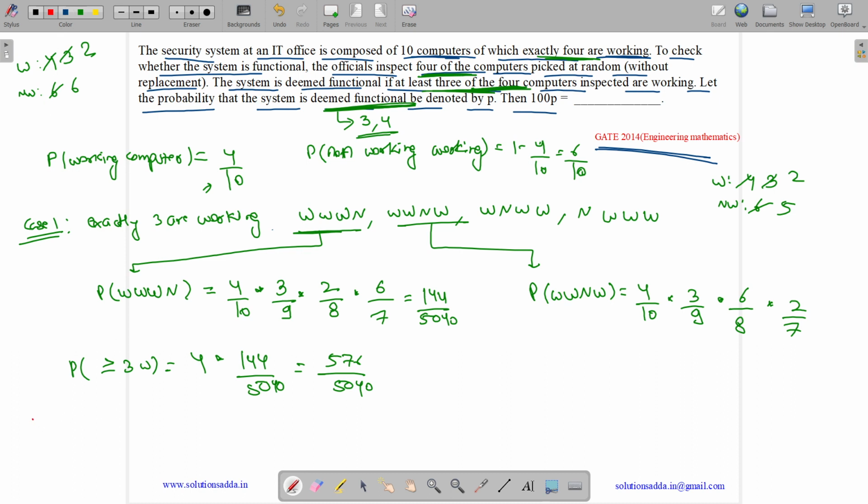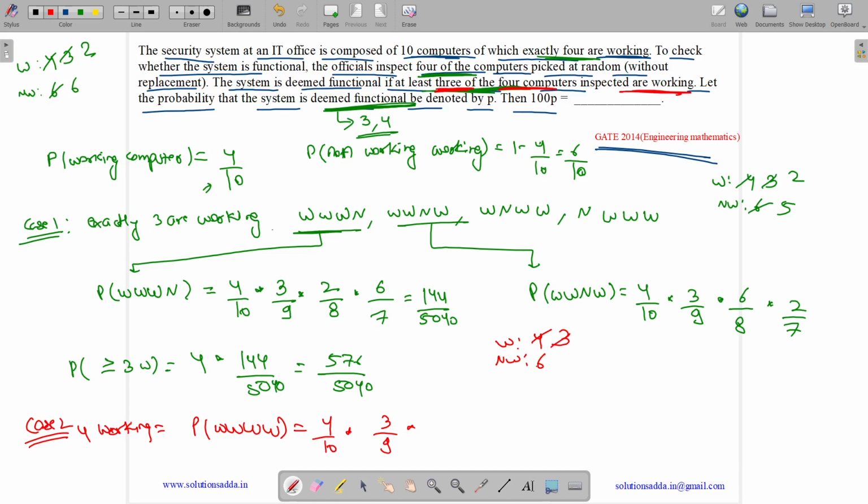Now let us do case 2. See, for the system to be functional, more than 3 of the 4 computers should be working. So either 3 are working or 4 are working. So probability of 4 working computers is equal to P of WWWW. Initially we have working 4, non-working 6. So it is 4 by 10. Now 1 is removed, so we are left with 3 by 9. 1 more is removed, we are left with 2 by 8. 1 more is removed, we are left with 1 by 7. So it comes out to be 24 by 5040.